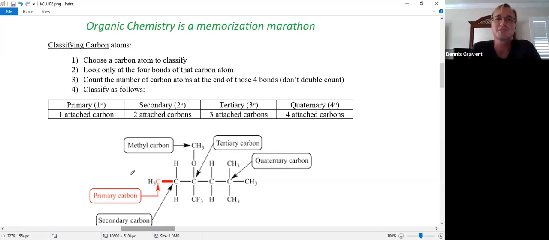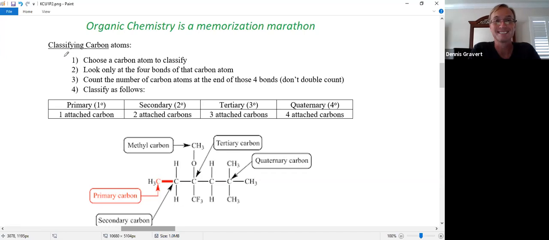And so what scientists have done is they said, you know what? To get a handle on this different reactivity, let's label the carbons, and then we can label the hydrogens too. And that'll help us just kind of put a handle on these differences in reactivity. So I need you to be able to classify carbon. Okay, so how do you do that?